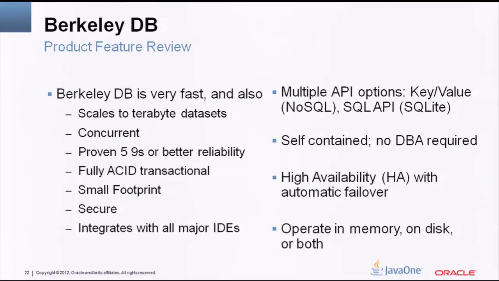Berkeley DB is very reliable. We have multiple customers deployed in proven scenarios that are 5 nines or better. 5 nines is somewhere in the neighborhood of a couple minutes of downtime per year. Fully ACID transactional, small footprint, Berkeley DB is also secure. In addition to the inherent security you get of compiling your database into your application, you get the added security of available encryption. Berkeley DB is an open source product, and we've worked hard to integrate it with all major IDEs, including Xcode for Apple, JDeveloper, Microsoft, the GNU toolchain for Linux, and so forth.